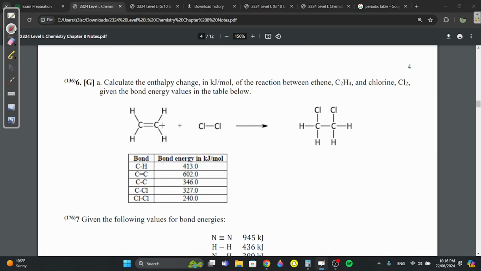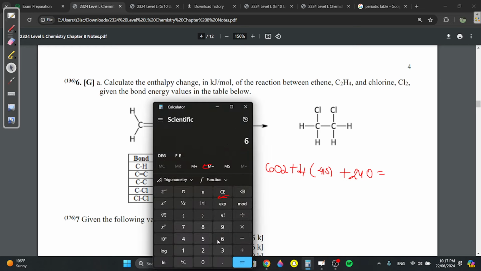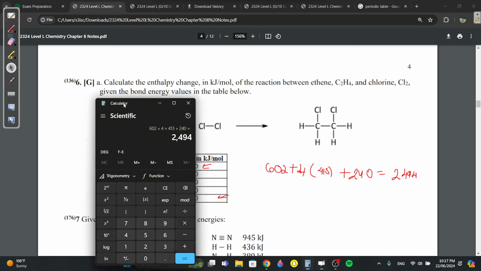Over here you'd have, let's calculate the bonds. You have a double bond for carbon, so 602, okay, and then you have 4 CH bonds over here, so plus 4 times CH, which is 413, plus ClCl, which is 240. Okay, let's put this in a calculator. 602 plus 4 times 413 plus 240. 2494.